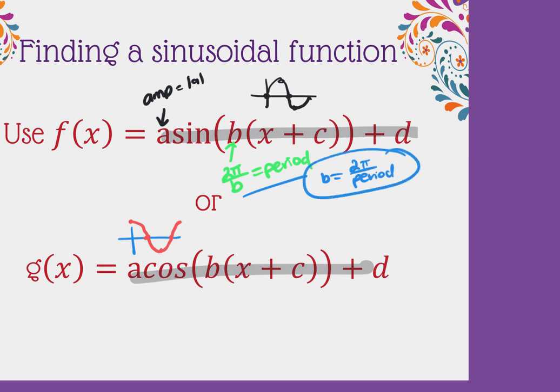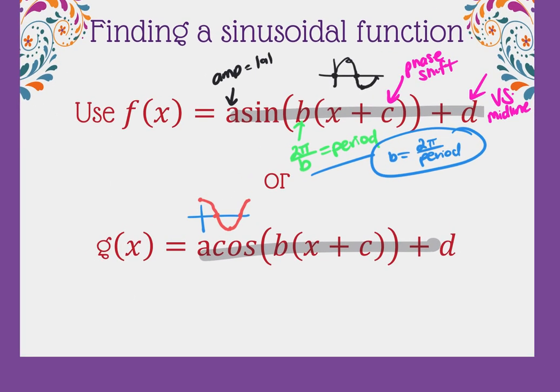And then the C is your phase shift or your horizontal shift. Remember that it's opposite. So if it's a positive phase shift, then it actually goes to the left. If it's a negative phase shift, it goes to the right. And D is your vertical shift, which we're also going to identify. Obviously you can identify it by looking at your graph, but you can also find it by your midline.